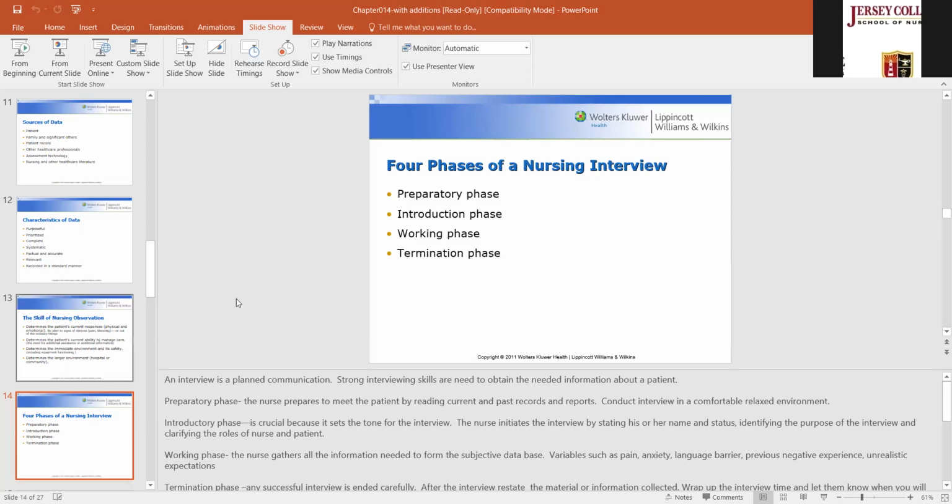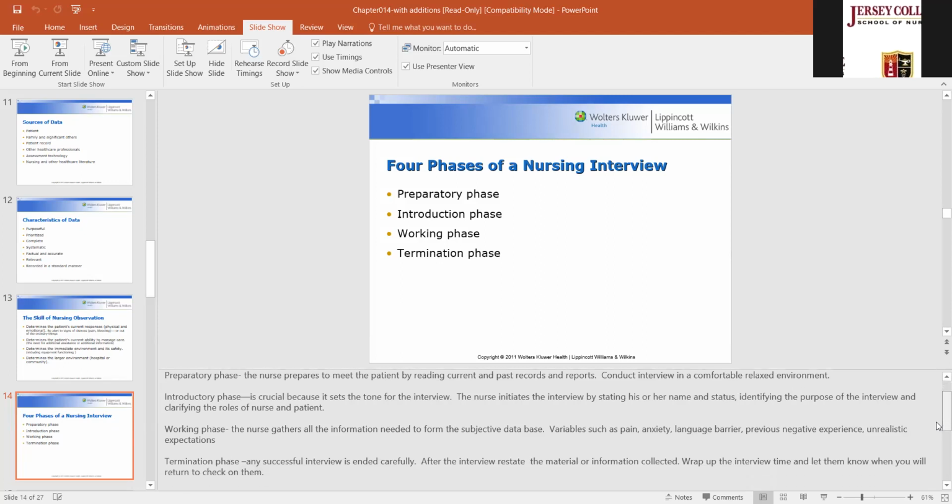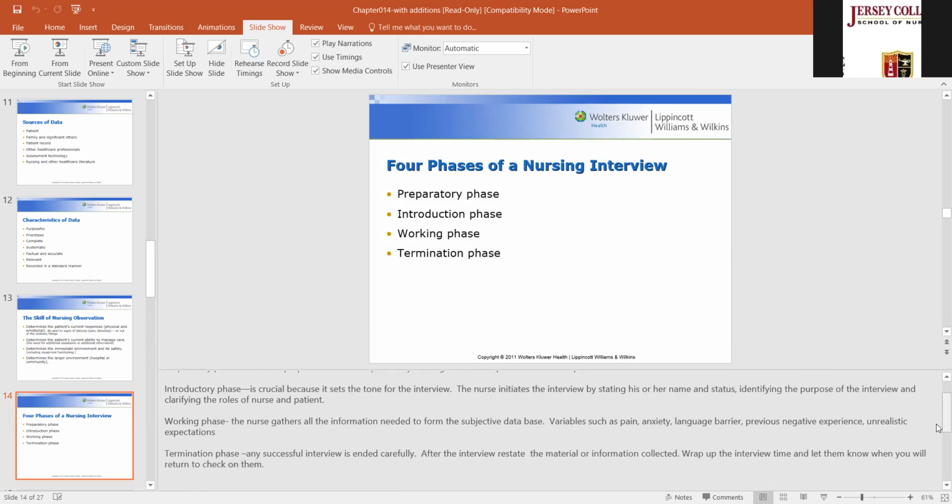And then in the termination phase, okay, any successful interview is ended carefully. And when do we start preparing for the termination phase? In the beginning? Yeah, as soon as we meet them, right? As soon as we start, we're preparing for that, okay? And then after the interview, we'll restate anything that we need to, clarify anything that we need to, wrap it up, and then let the patient know when you'll be back.